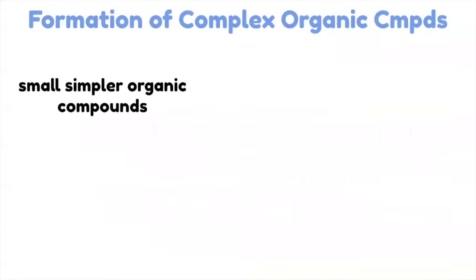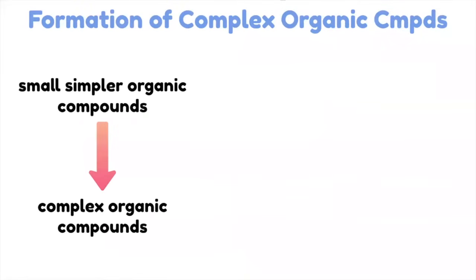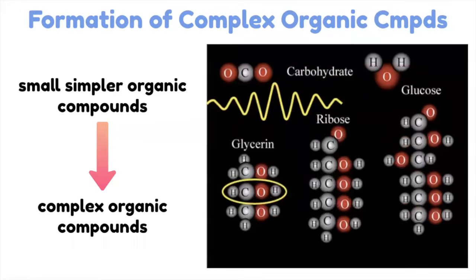Next is the formation of complex organic compounds. Just remember that here, the small, simpler organic compounds react to form complex organic compounds. The simple amino acids react to form polypeptides. Sugar reacts to form large sugar molecules. Fatty acids and glycerol combine together to give fat. Again, the heat of the sun is utilized for providing energy for this reaction to occur.